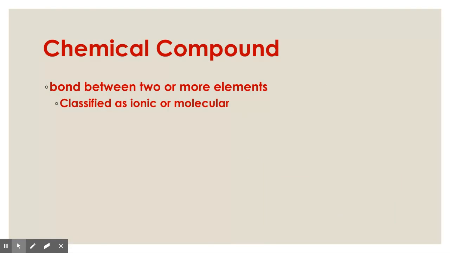Okay, so bonds. What do you make with a bond? You're going to make a chemical compound. A chemical compound just means that there is a bond between two or more elements. And we can classify this as an ionic compound or a molecular compound. Ionic compounds have ionic bonds. Molecular compounds have molecular bonds, or, oh goodness, covalent bonds.